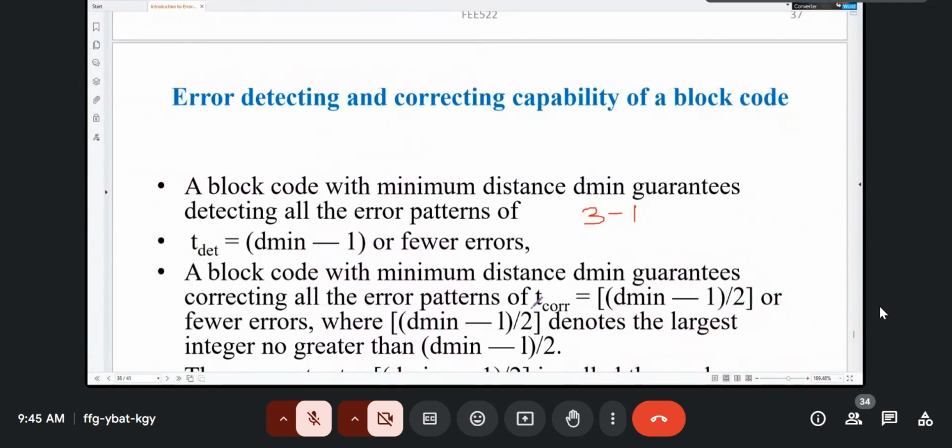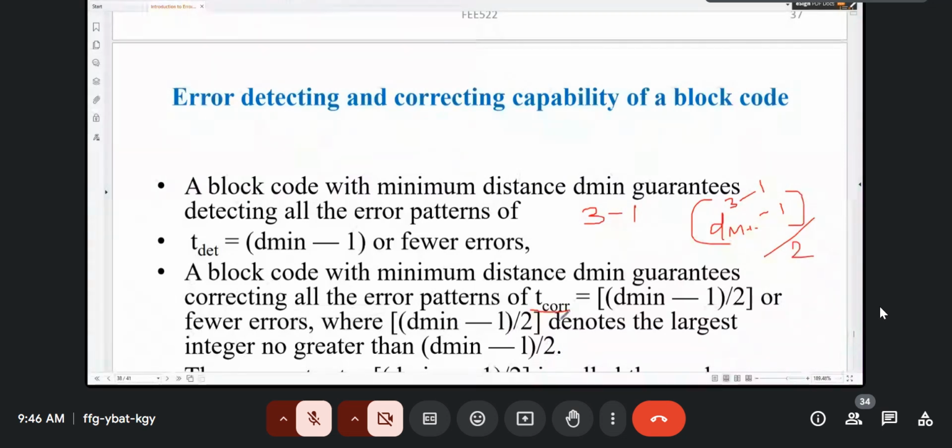And t, the correcting capability, is how many errors you can correct. And we are saying you can correct d min minus 1, divided by 2 errors. So in this case, minimum distance is 3, minus 1, divided by 2. So it can detect 2 or fewer errors. And this one can correct 1 or fewer errors. Fewer includes no error, so here it just means 1.